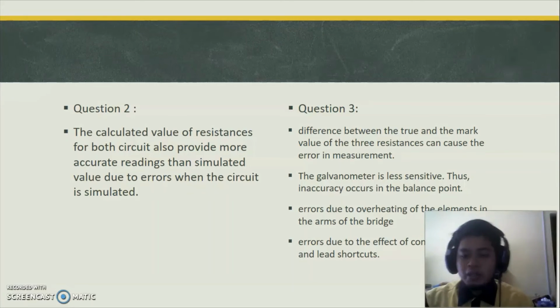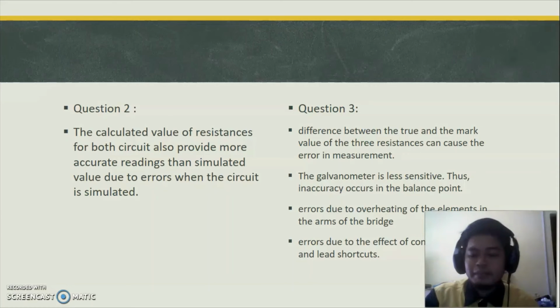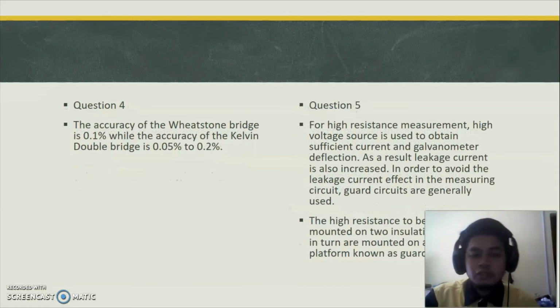So the Wheatstone and the Kelvin double bridge is the same circuit, but the Kelvin double bridge is a modification of the Wheatstone bridge. So they are likely the same. For the accuracy, the Wheatstone bridge is 0.1%, while the accuracy of the Kelvin double bridge is plus minus 0.05% to 0.2%.